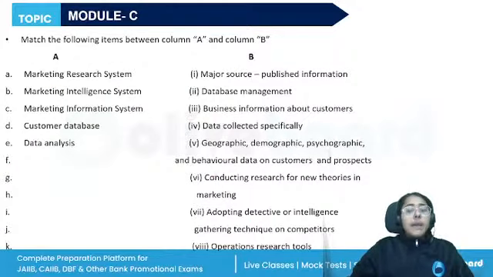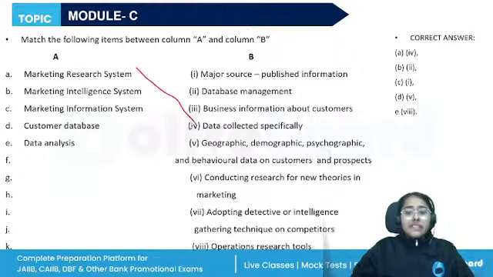Next, now you need to match the following items between column A and column B, right? So we have in column A, marketing research system, marketing intelligence system, marketing information system, customer database and data analysis. We need to match it with the items given in column B. So the marketing research system, the data is collected specifically for a particular reason. We are conducting a research for a particular purpose. Then marketing intelligence system means the database management.